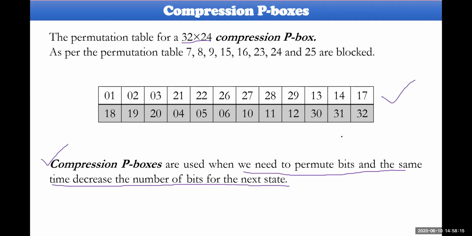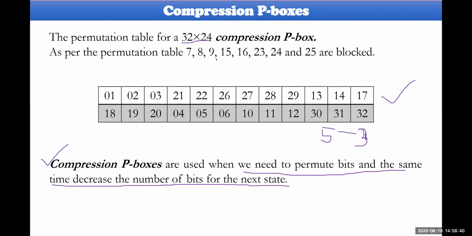So for one particular stage, 5 bits are required, and the subsequent stage might require only 3 bits. Then compression P boxes are used to reduce the number of bits from one stage to another. That is why compression P boxes are used here. Then how could you identify the points here?